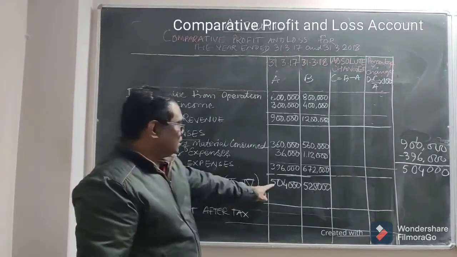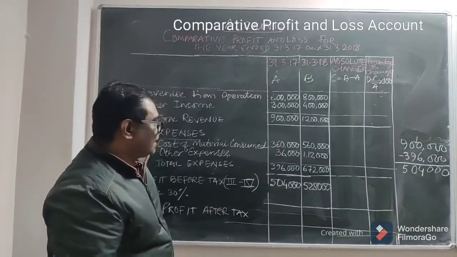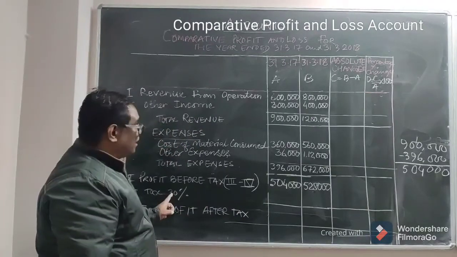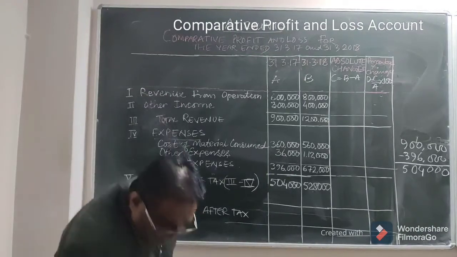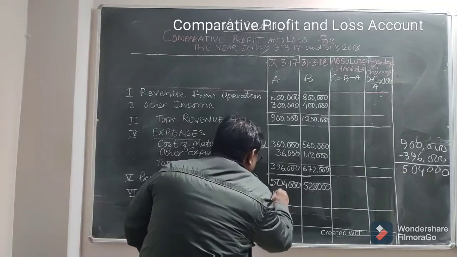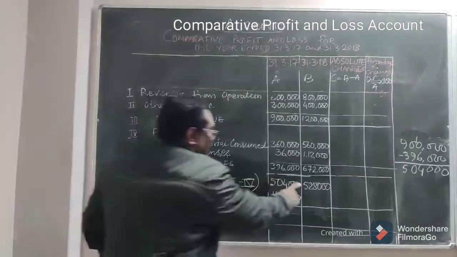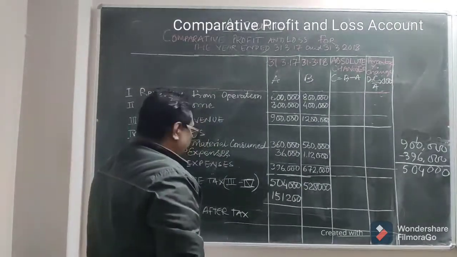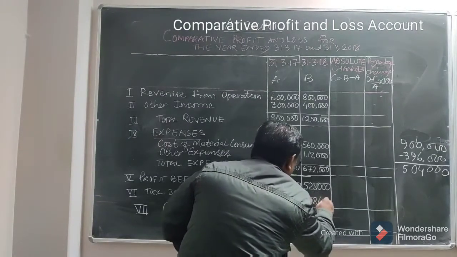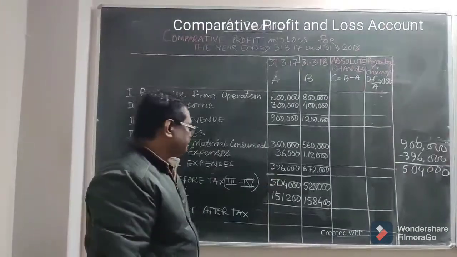Now 30% tax is on this, 30% of 5,04,000. Profit before tax is 5,04,000 for the base year, column A, that is 31st March 2017. 30% on that gives 1,51,200. In the current year, 31st March 2018, 30% of 5,28,000 gives 1,58,400.